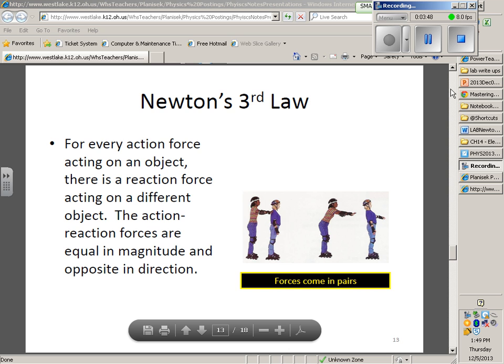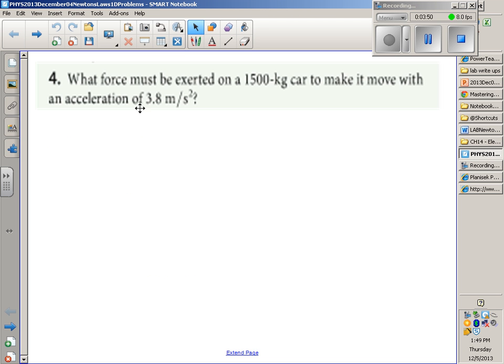So, with that being said, we are going to start on those two sheets with this one here. It says number 4. What force must be exerted on a 1,500 kilogram car to make it move with an acceleration of 3.8 meters per second squared? First things first, what is this question asking us for? Force, right? What force? So that means that force is our unknown in this problem, okay?